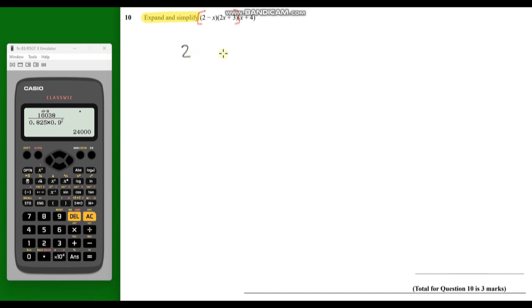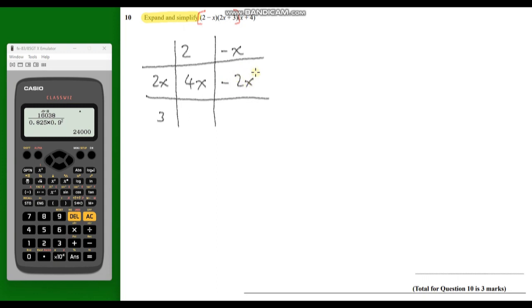So we've got 2 minus x, and then we're multiplying that by 2x plus 3. So if I just draw in my grid, I'll try and do it as neat as I can. Oh, that was a bit wonky. It doesn't really matter. So 2x times 2, well, that's 4x. 2x times negative x, that's negative 2x squared.